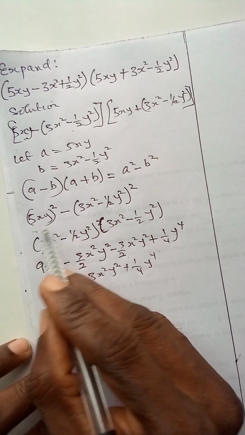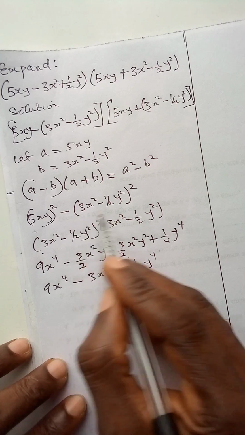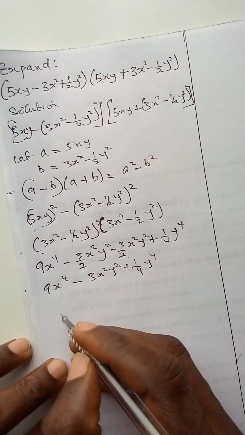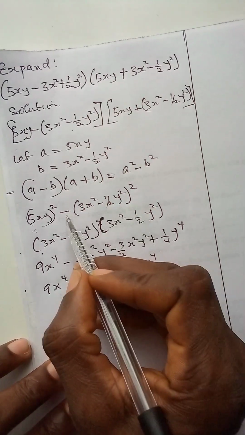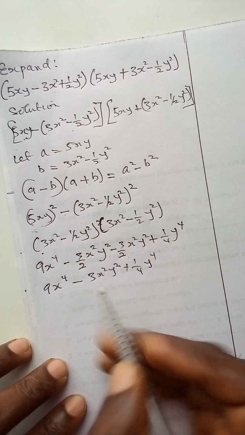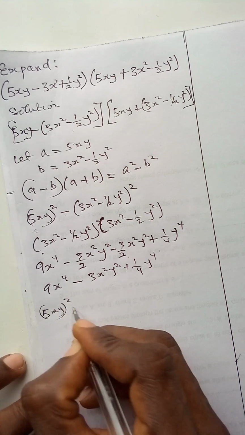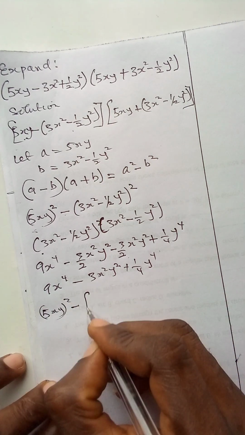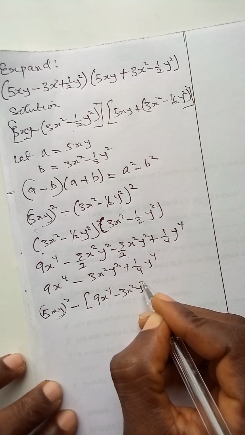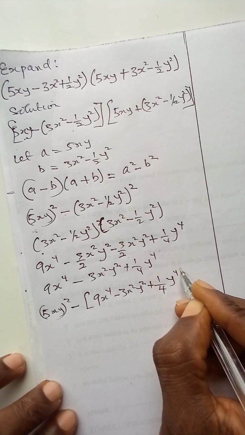Let's remember that we intentionally omitted this term so that we can handle this easily. So when we open these brackets, we'll have this. Let's now include this in it. And let's not forget that there's a minus in front of these brackets, which we expanded. So that becomes 5xy all squared minus, we now include this one there, 9x to power 4 minus 3x squared y squared plus 1 over 4 y to power 4.